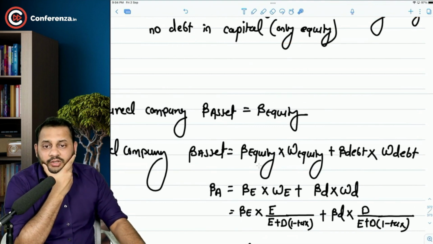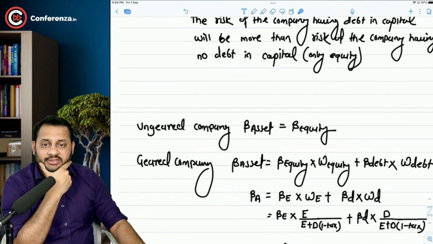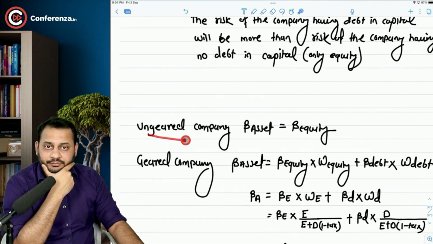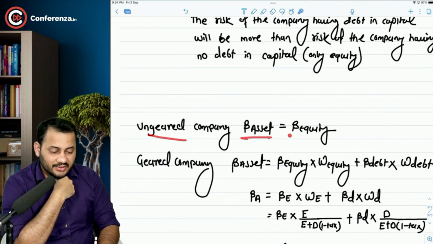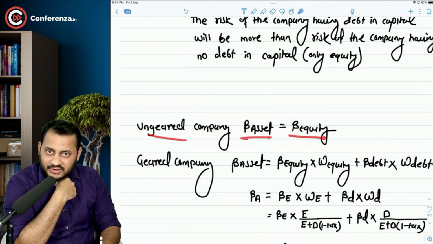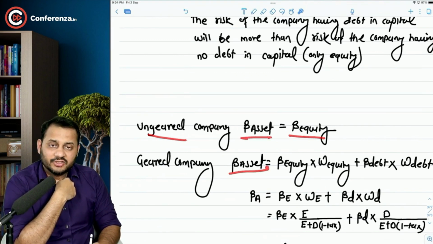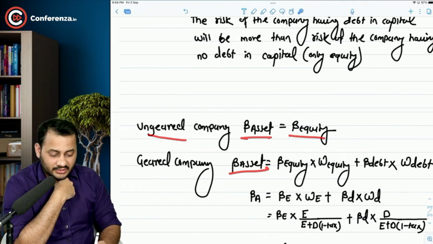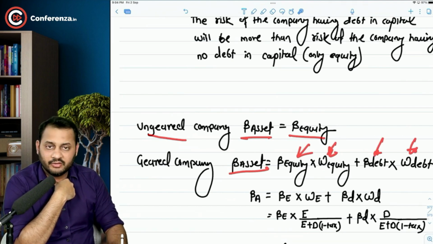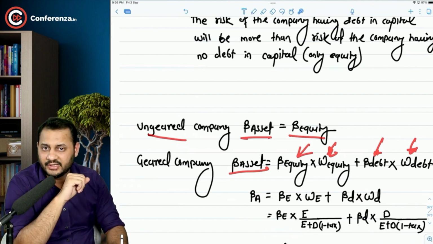Okay, now coming over to this part. Understand. We discussed that ungeared beta of the asset and beta of the equity will be same in such a company. But in case of geared, beta of the asset will be beta of equity times weight of equity plus beta of debt times weight of debt. So this will be a weighted average of equity and debt beta.